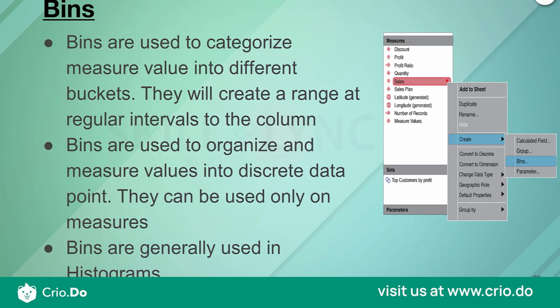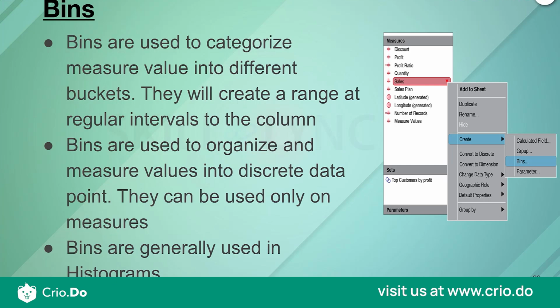If you just create a bar chart and you're using region for sum of sales, you can simply consider the dimension as a bucket for each value. This region creates this level of detail, and it is bucketing up one range where the value is falling under the range. So bins are used to organize the measure values into discrete data points, and they can be used only on measures. So whenever you want to create this bucket using a measure, bins are used in that particular requirement. Bins are generally used to create histograms.